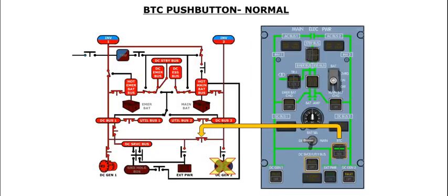The BTC push button controls the operation of the DC bus tie contactor. As we just saw, the failure of one generator will cause the DC bus tie contactor to close, and this will allow the operating generator to power both DC buses. This will occur only if the BTC push button is in the released out position. This is the normal position for this push button. You should note that this push button is guarded to prevent accidental operation.